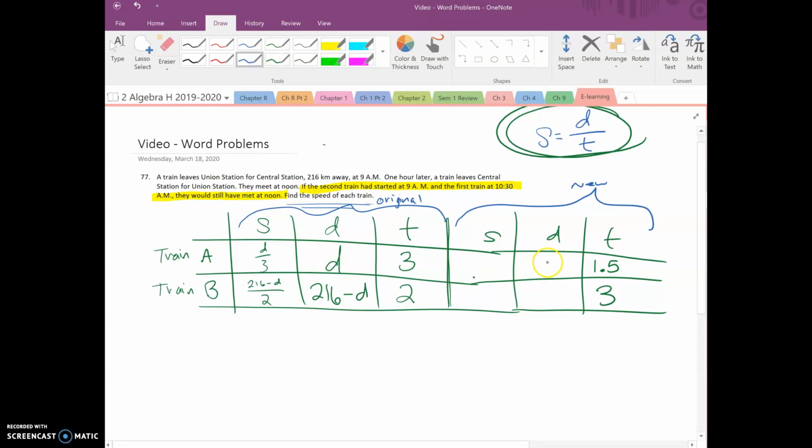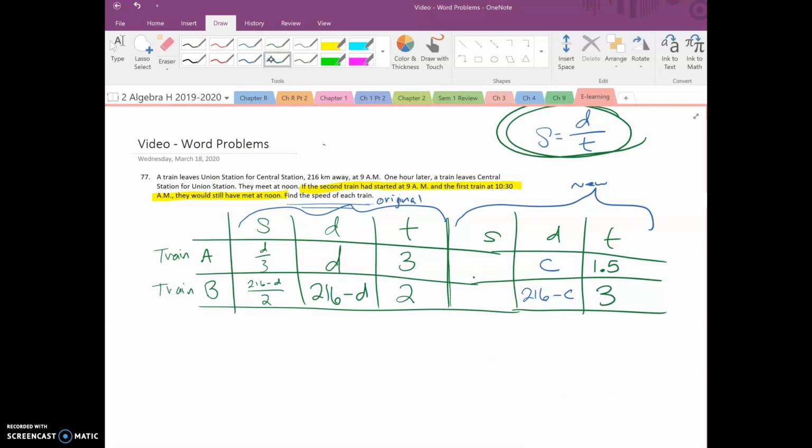Okay, so what variables have I used? I called them train A, train B. I called the distance D. I'm just going to call the distance C. It seems like a variable we haven't used yet. So if it's going from different times and still meeting the other train, these are going to be different distances, but the distances still add up to 216. So that's what remains the same. So we're going to see this as 216 minus C now, okay?